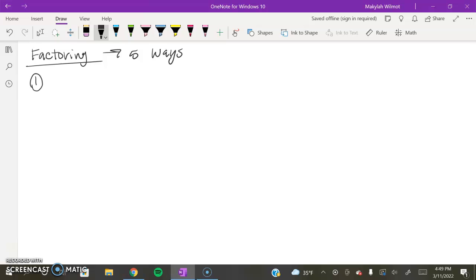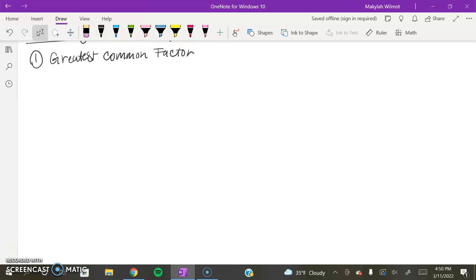Your first way that you want to check always is, does it have a greatest common factor? This is exactly what it sounds like, just a factor that everything has alike. So for example, in 4x to the fourth y plus 8x squared y, we're going to color code each thing. We're going to take this part and then this part. Anything separated by an addition or a minus sign will be its own piece, essentially.